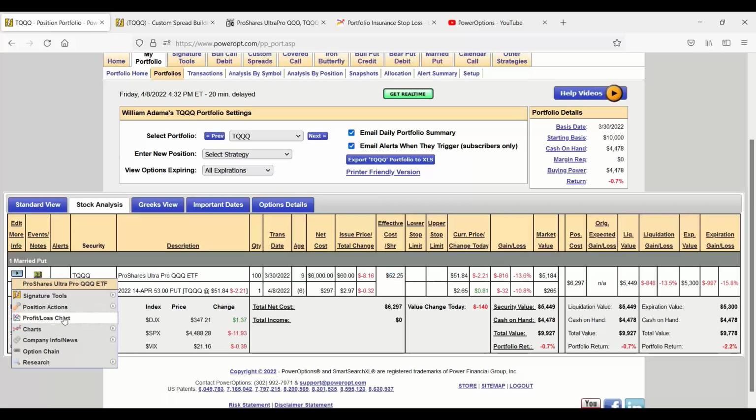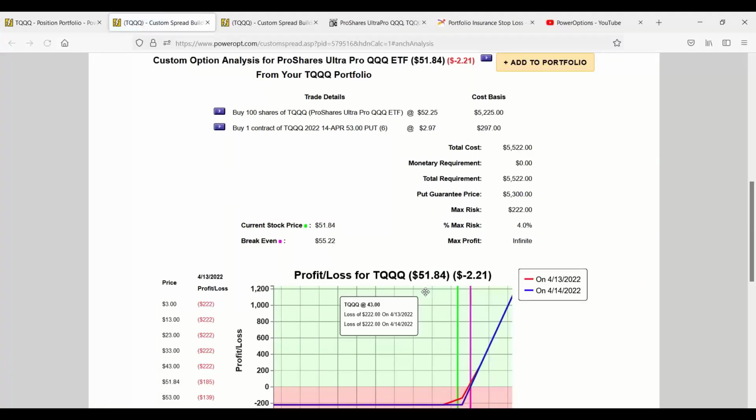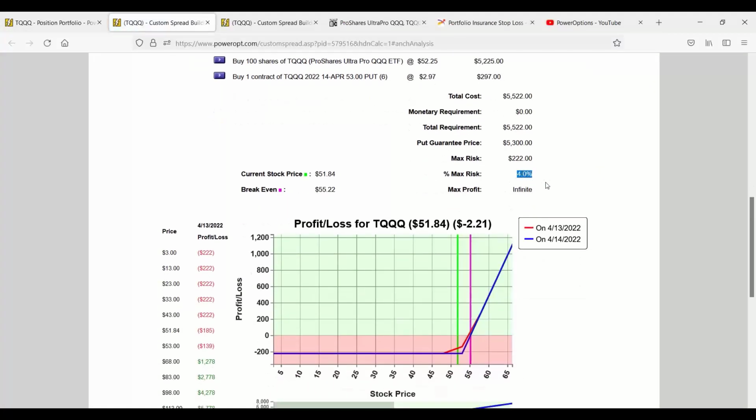So now let's take a look at the new graph with our new effective cost per share. You took your risk up from 0.6% up to 4%, with possibly 8 days to go to expiration. Your break even is at 55.22. We've lowered that by about 10 points from 65.40 to 55.22. But now you're expecting the stock to recover and move back up from 51.84 up to 55.22.